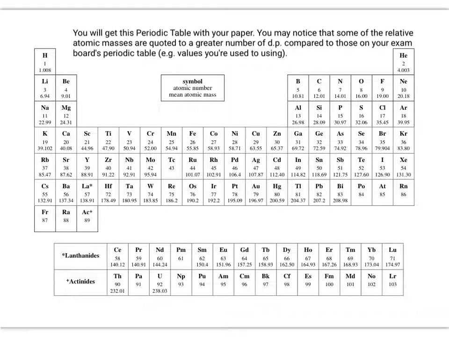When you get your paper, you'll get this periodic table with it, and if you look closely at some of the atomic masses, you'll see that they're quoted to a greater number of decimal places compared to the ones you'll find on your exam board's periodic table. So the advice would be to use these values here instead of ones you happen to be recalling. You might have been coming across sodium or chlorine or carbon quite often, and now have an idea of what their relative atomic masses are from your previous periodic table. Don't do that, use this one here because the calculation will require it.